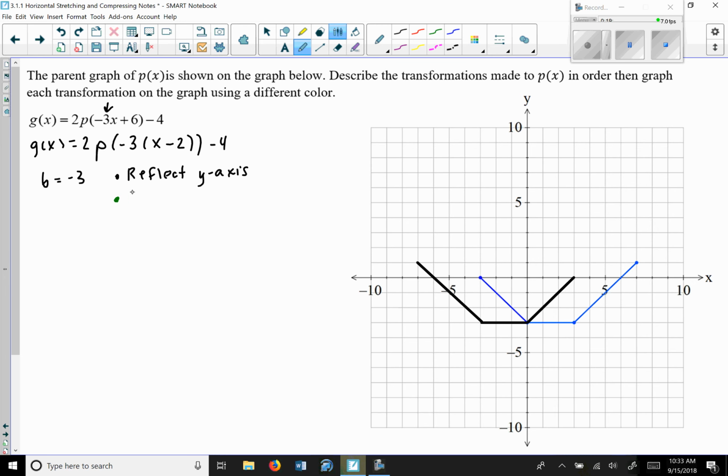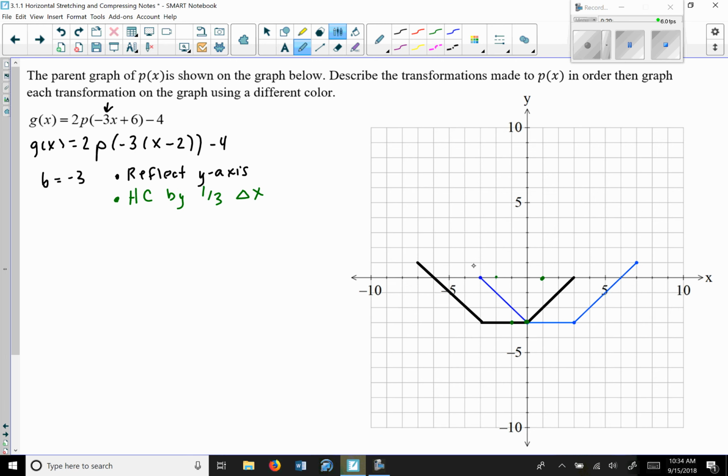So that 3 is a horizontal compression by 1/3. Again, we're changing our x values when we're horizontally compressing something. So that means I'm going to multiply those values by 1/3. So if I have 3 here, 3 times 1/3, or 3 divided by 3, would give me 1. If it is on the y-axis, that means your x value is 0, so that's going to stay there. And negative 3 times a third would give me negative 1. And negative 6 times a third would give me negative 2.